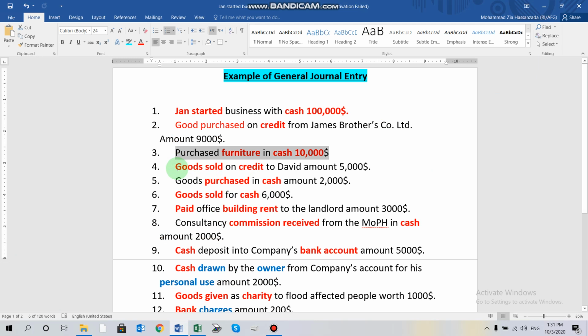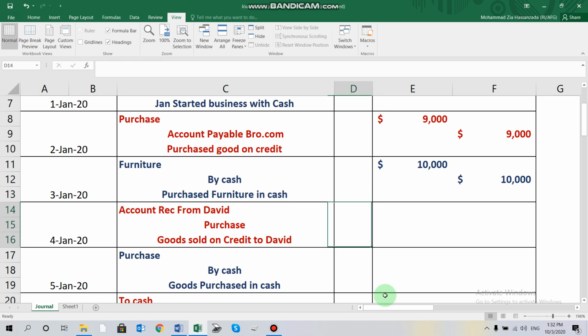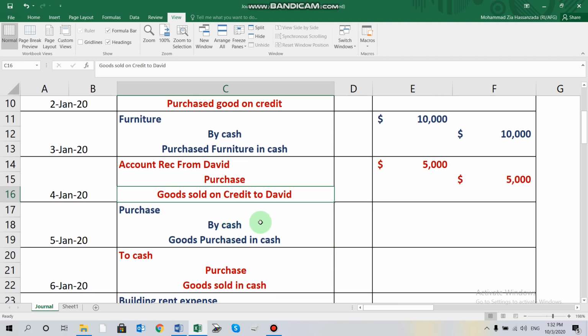The next transaction is goods sold on credit to David's, amount 5,000. One side we are selling some goods, but from the other side, since this sale is on credit, we are receiving an account receivable. Account receivable is again one of our assets which is increasing by 5,000. From the other side, purchase, which is one of our assets, is decreasing by 5,000. We should record it into the credit side.